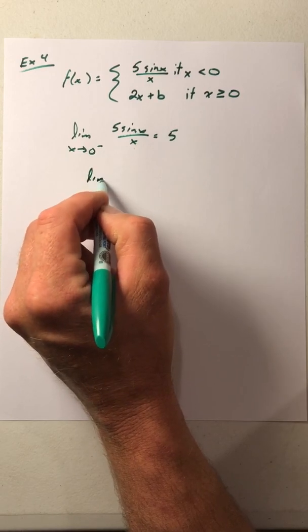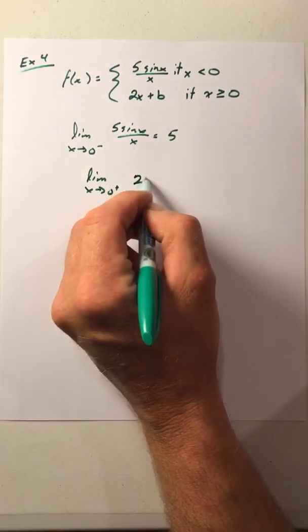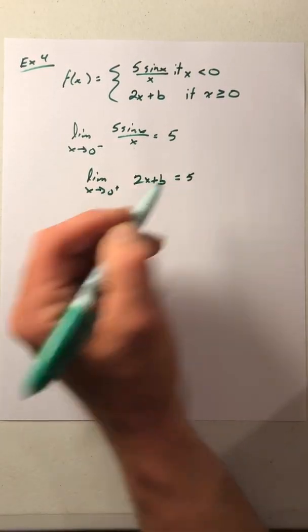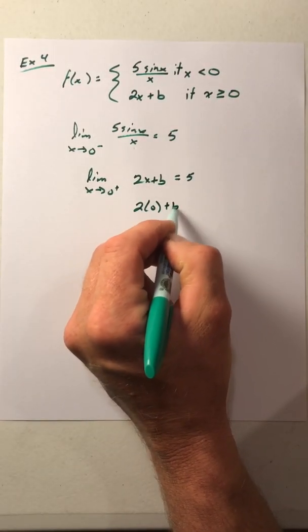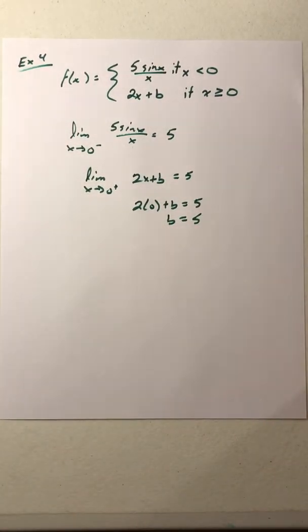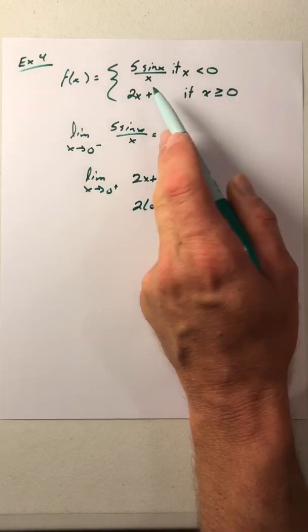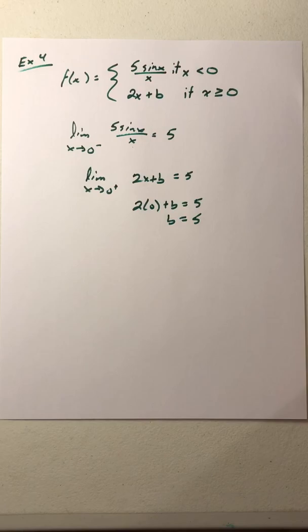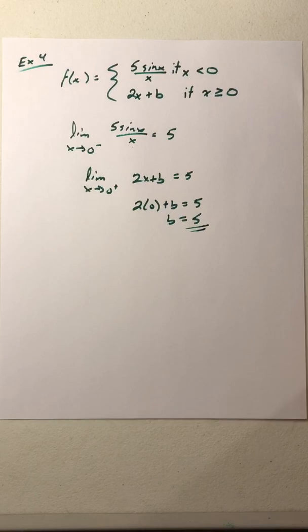So if I look at the limit, or set this up as x goes to 0 from the positive side, 2x plus b has to equal 5 as well. So if I plug in 0 for x, I know that 2 times 0 plus b has to equal 5, so b has to equal 5. And that's going to give us these two branches coming together. If the two branches come together and it also equals, I know the value is going to equal the limit. So my b equals 5 is my final answer. Enjoy the AP style questions tonight.